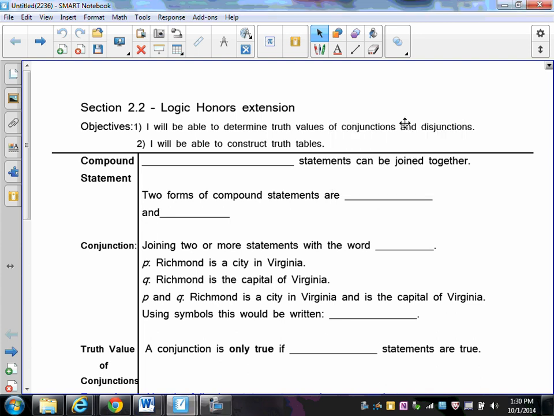A few of you are having problems with the logic honors extension, so these are going to be the notes for this. The objectives are: I will be able to determine the truth values of conjunctions and disjunctions, and I will be able to construct truth tables.